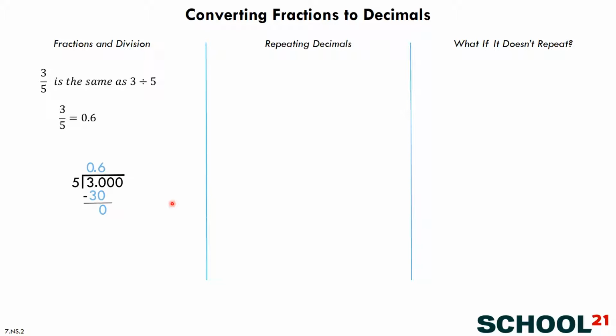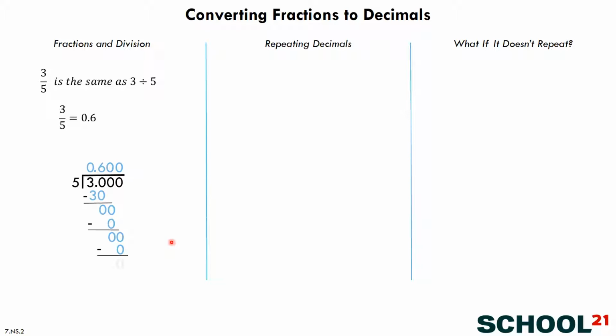But just for fun, let's bring down another 0, like we were keeping going. Then we have another 0 there, and 5 goes into 0 how many times? 0 times. Then 5 times 0 is what? 0. Subtract 0 from 0 is what? 0. Let's bring down another 0. 5 goes into that 0 how many times? 0 times, and then 5 times 0 is 0.